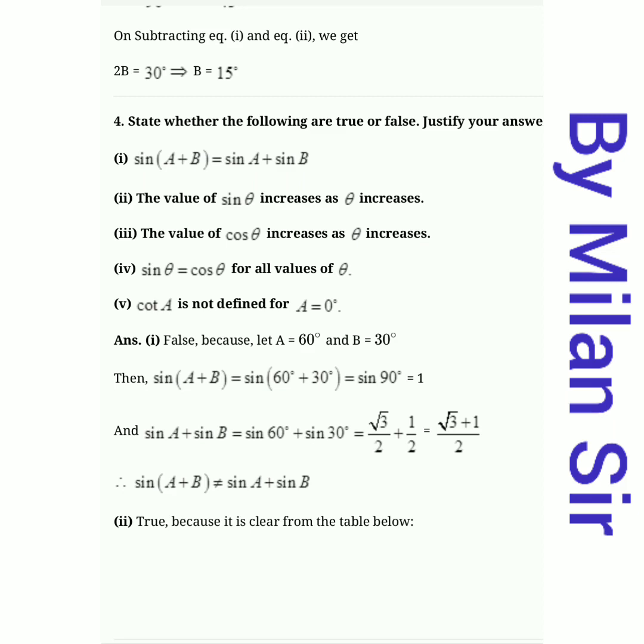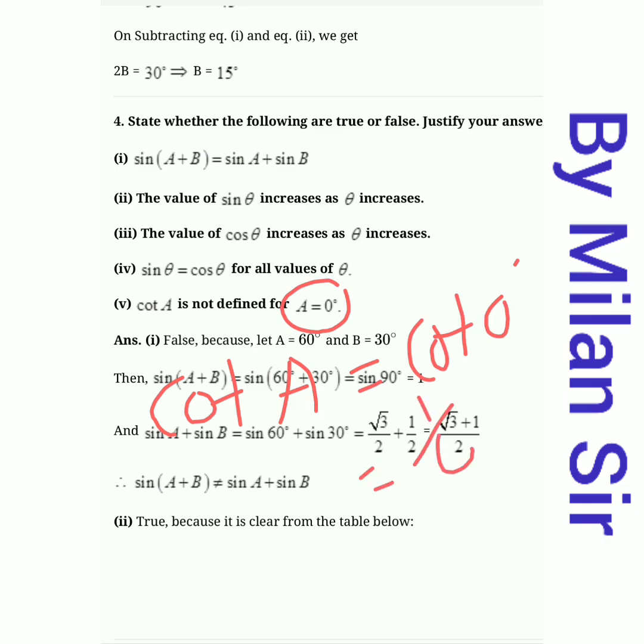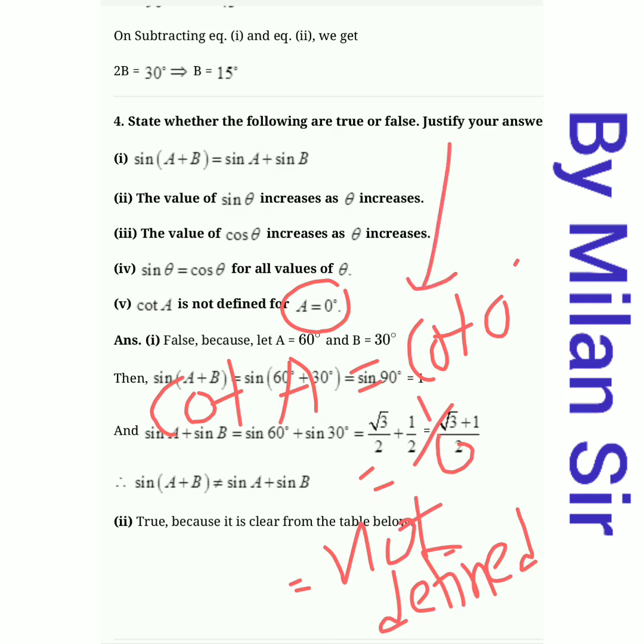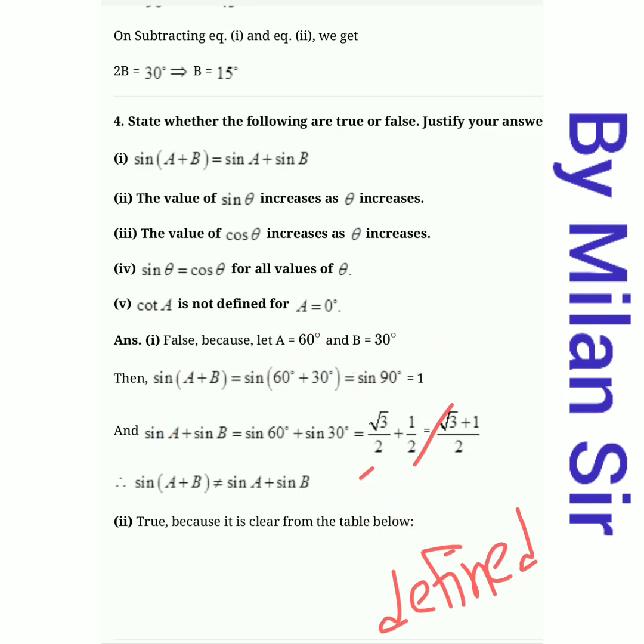At last, fifth question: cot A is not defined for A equal to 0. Now if we see the table, if we put A equal to 0, then cot 0 becomes 1 by 0, and at that time we write that it is not defined, right? We can directly see this from the table. It is true, because cot 0 is not defined. So this statement is true.